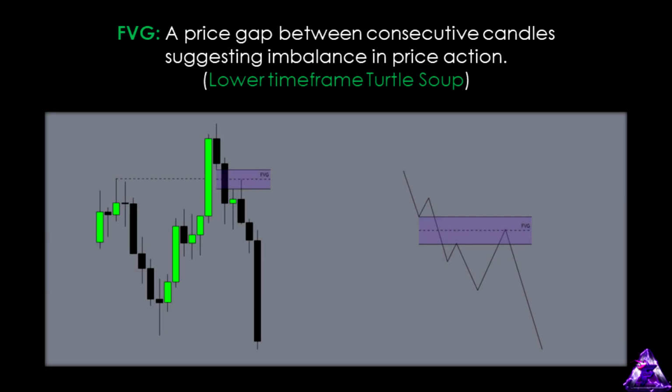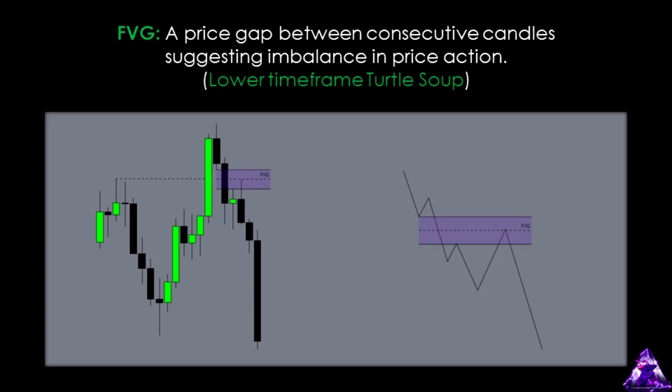Now, let's talk about FVGs. One thing to remember is that if you understand what a turtle soup is, all these key levels will be easy for you to grasp. We've already discussed order blocks and breaker blocks, and you saw that the only reason that they were considered valid was due to the turtle soup that preceded them.